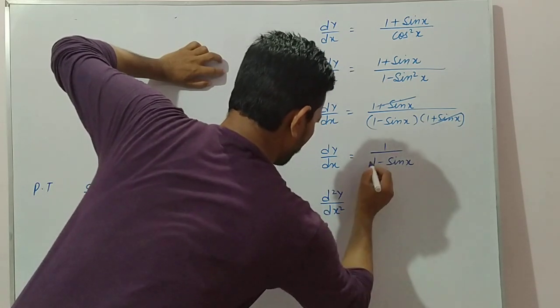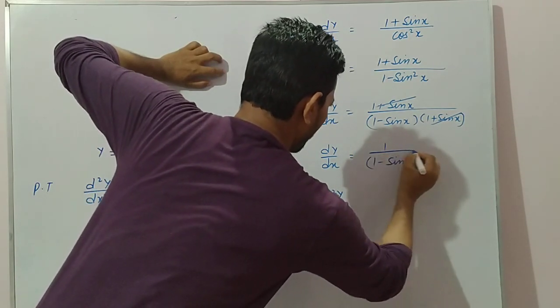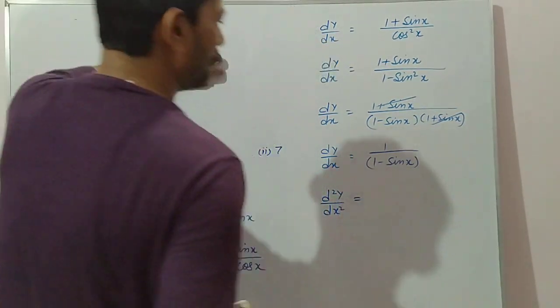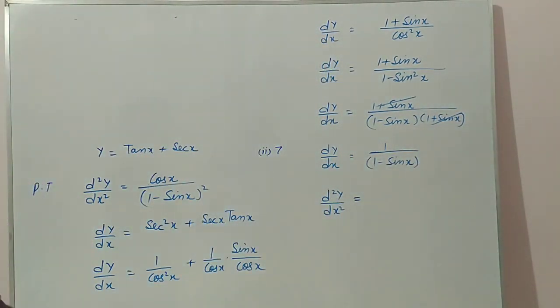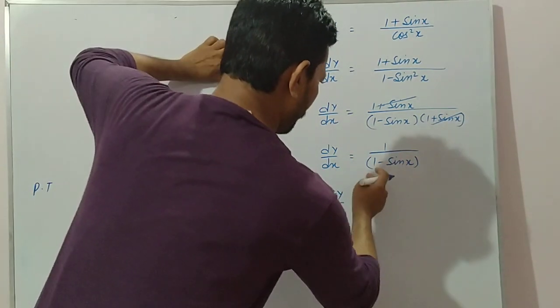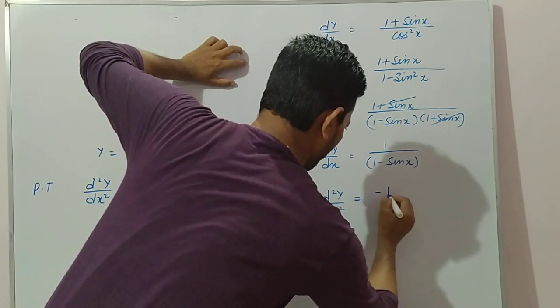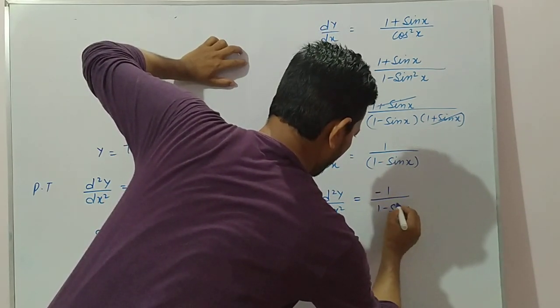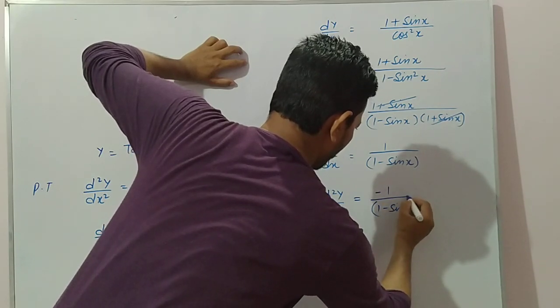d2y by dx square. Now listen here, we can do this in a shortcut method. d2y by dx square. We know that the differential of 1 by x is minus 1 by x square. So here 1 by 1 minus sin x is there. Its differential will be minus 1 by (1 minus sin x) the whole square.